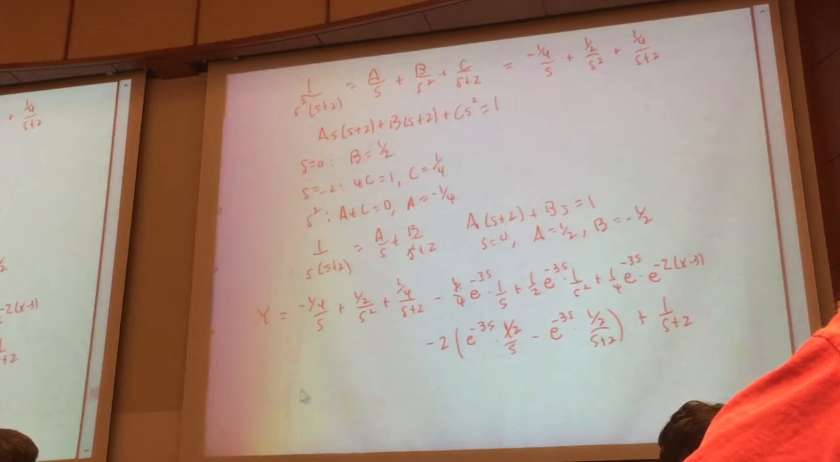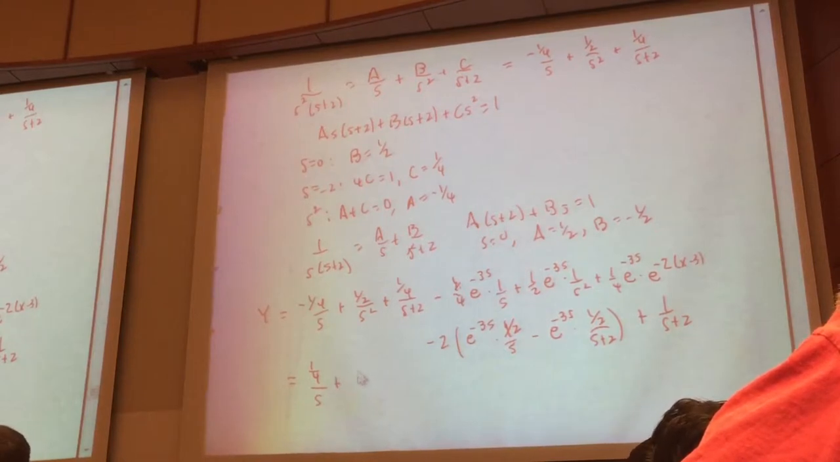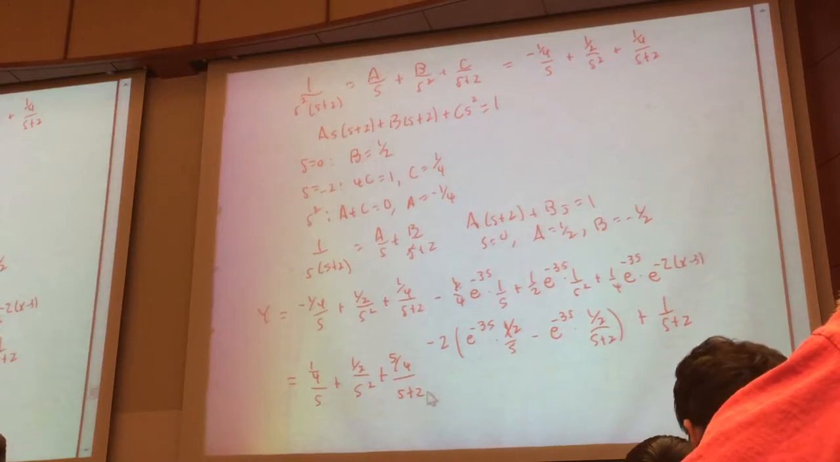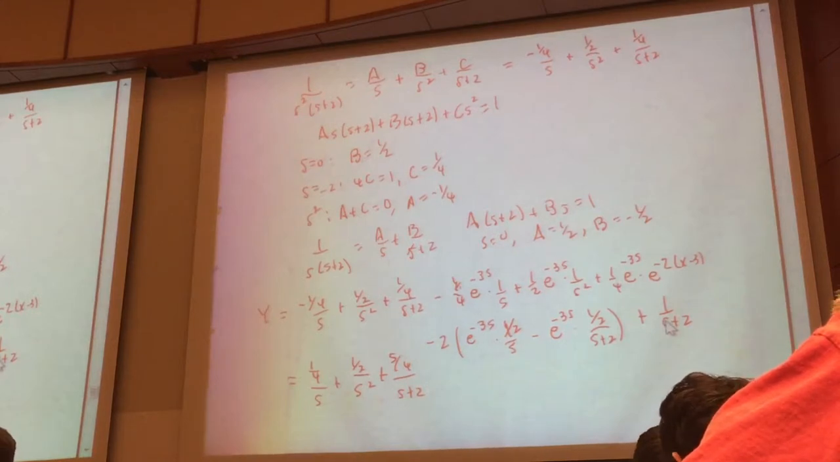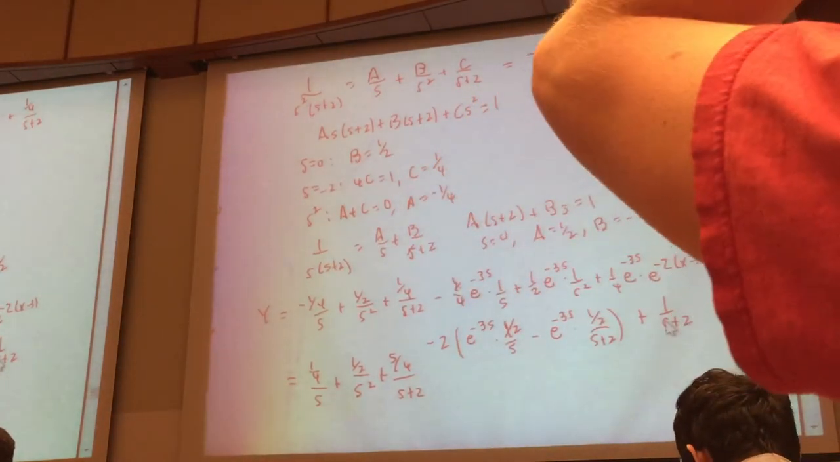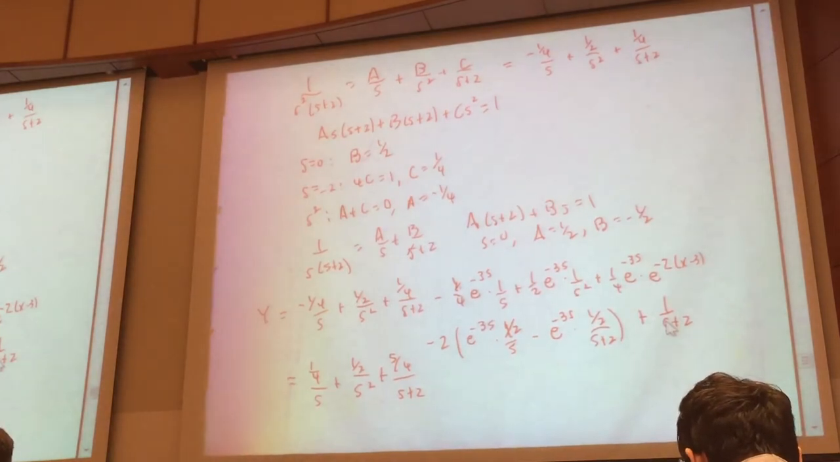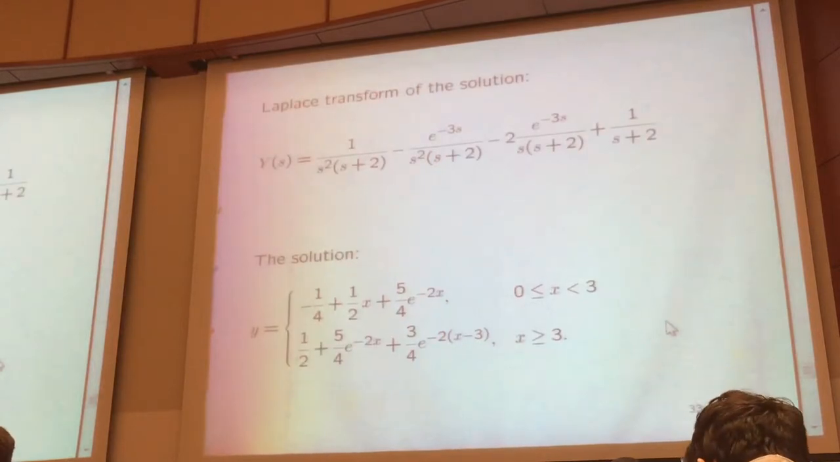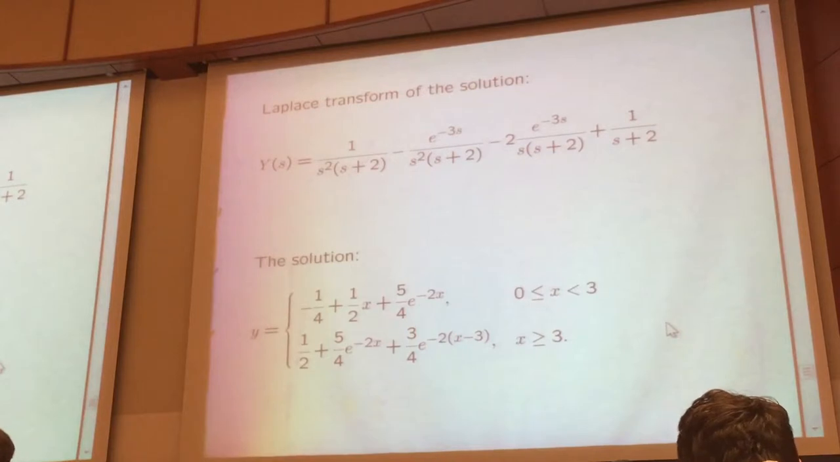So what does this get? Minus 1/4 over s plus 1/2 over s squared plus 5/4 over s plus 2 because of this 1/4 and that 1. And that's my first row, isn't it? Because the other terms contain the e to the minus 3s. It's my first row. So, if you'll utter a silent prayer, I'll go to my answer. How about that? Look at the first row. It's okay, right? All right.